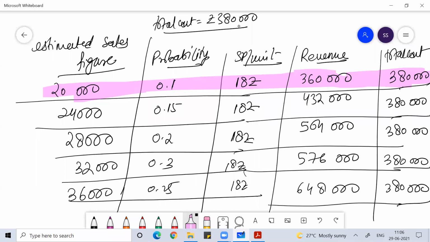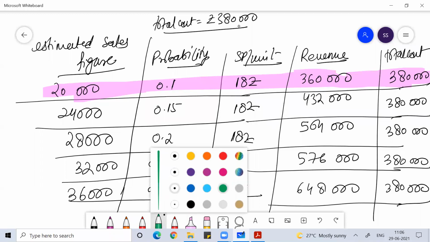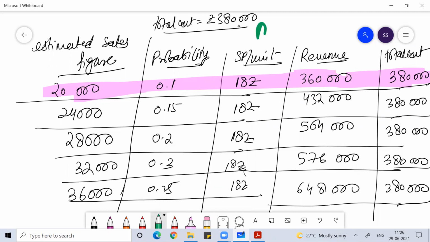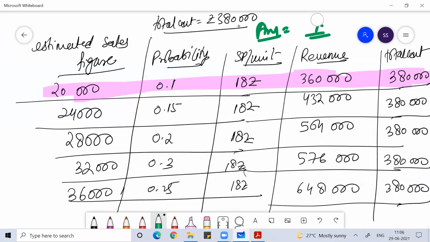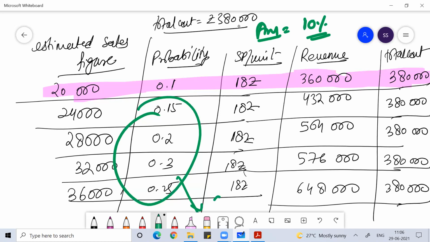If somebody asks me what is the probability that the company will continue to get a loss, according to me, the answer should be 0.1. Not 1%, 10% probability. 0.1 means 10% probability. 90% is the probability that the company will get a profit, and 10% is the probability that the company will get a loss.